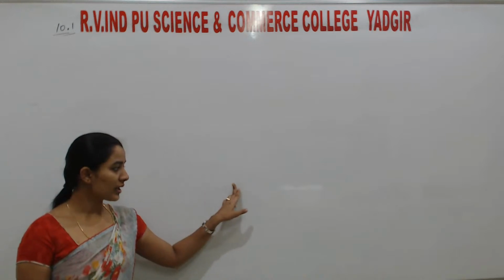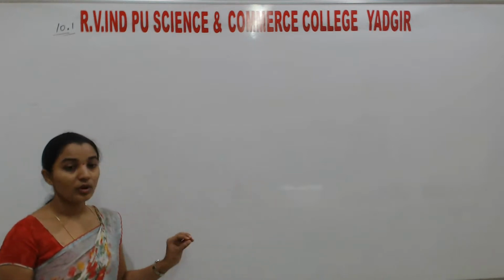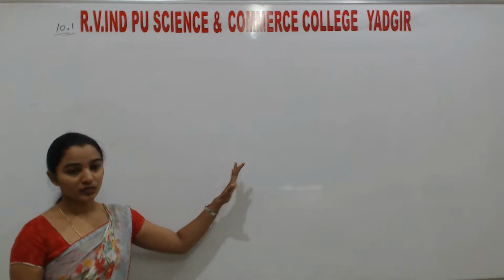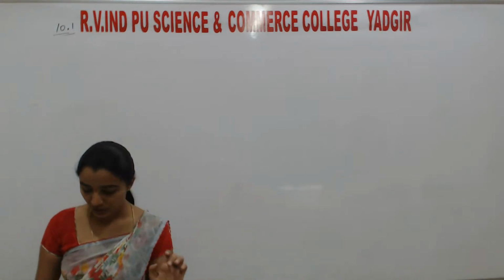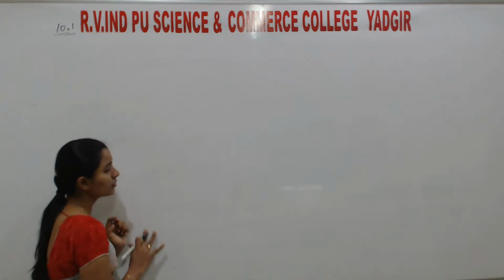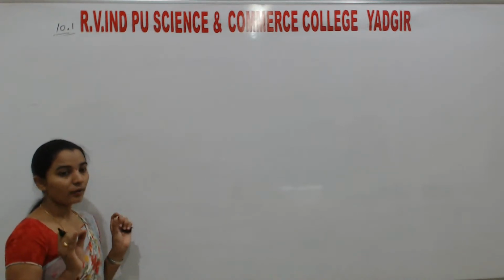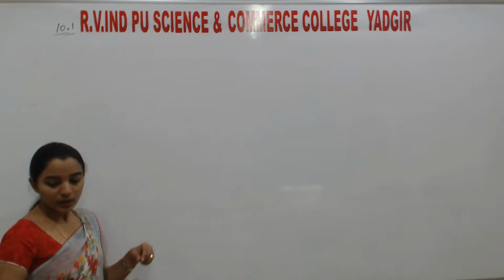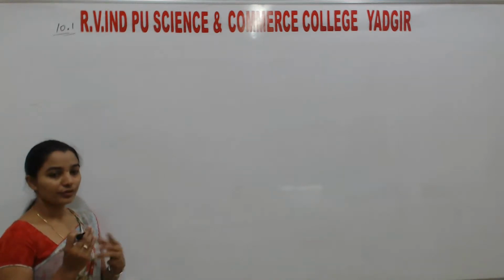Okay. So in today's class, we are going to discuss the rules for filling up electrons in the different orbitals. Understood? So before going to that, I'll explain how to find the quantum numbers, and based on those quantum numbers only, these electrons are going to fill up.